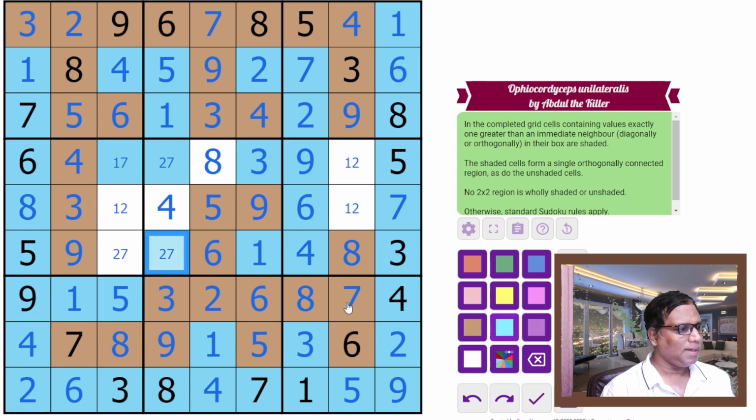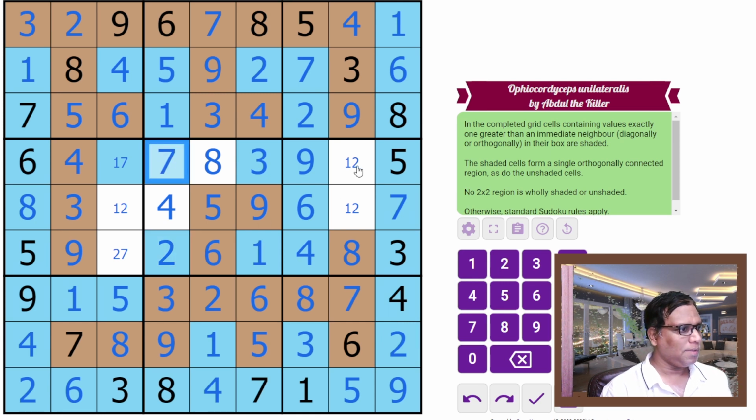Ah, come on. So, this must be light, right? To avoid this 4 by 4 pattern. And that is light. That cannot be 7. That must be 2. That must be 7. Yeah. That is 7. That is 1. That is 2. That is 1. That is 2. And I hope we have solved the puzzle.